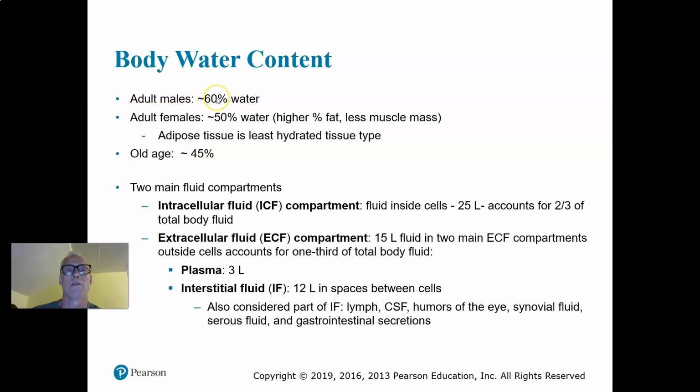Your body is composed of a lot of water. So 60% of the male body is made up of water, maybe 50% of the female body, because there's a little bit more adipose tissue, which is very low in water.